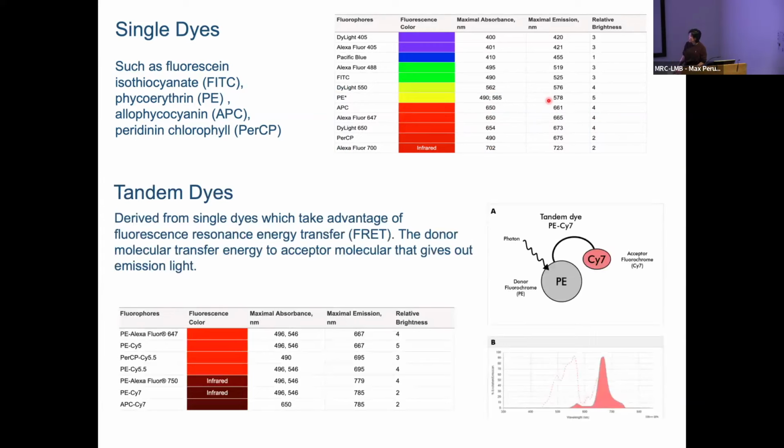And the tandem dyes are derived from single dyes, which use FRET. The donor is excited by external energy. The emission light overlaps with the excitation light of the acceptor molecule, and the acceptor molecule emits a longer wavelength of light, as shown here. So I have some tables showing the tandem dyes we commonly use in our panel.